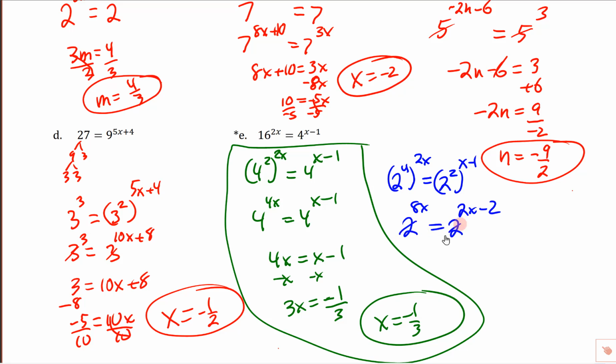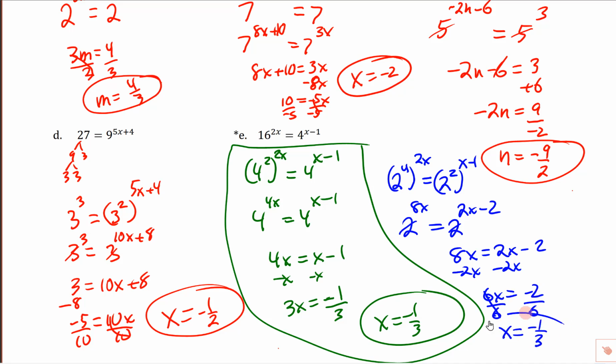Bases are the same, so let's go ahead and get rid of those. So we get 8x equals 2x minus 2. We're going to subtract the 2x. So we get 6x equals negative 2, and then we're going to divide by the 6. Those are going to cancel, and if you reduce that, we end up with negative 1/3. So you get the same answer either way.